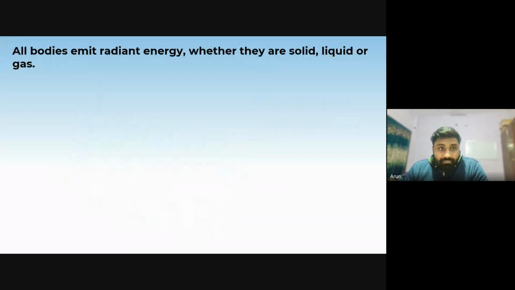Now, according to scientists and physicists, a common observation is that all bodies emit radiation. Even we also emit some kind of radiation. Whether it is solid, liquid, or gas, all bodies emit radiant energy. The amount of emission will not be that much higher or lower; it depends on the nature of the body.